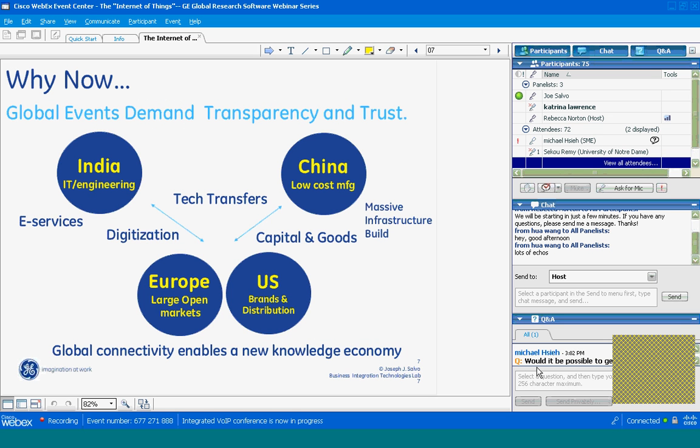So why now? Why is this happening now? We've had an enormous move towards globalization. We're seeing different poles. Let's take India, for example, that has focused on high-tech IT and engineering support. China originally focused on low-cost manufacturing. Europe created the European Union with large open markets. And the United States focused on a very powerful brand distribution model.